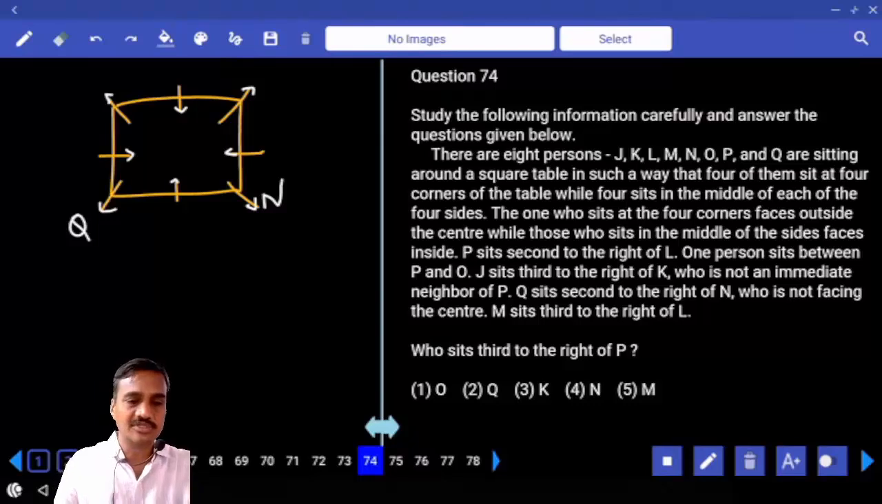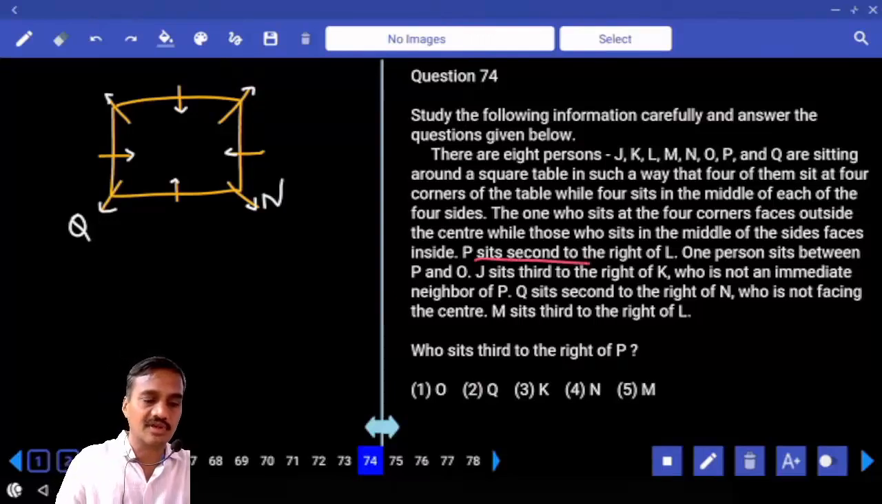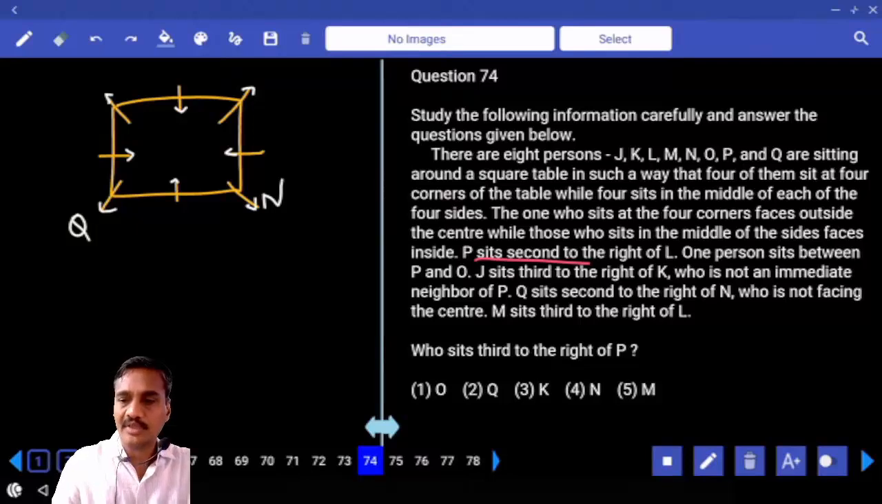And next, M sits third to the right of L. P sits second to the right of L, and one person is between P and O. And J sits third to the right of K. K is not an immediate neighbor of P. And Q sits second to the right of N. M sits third to the right of L.